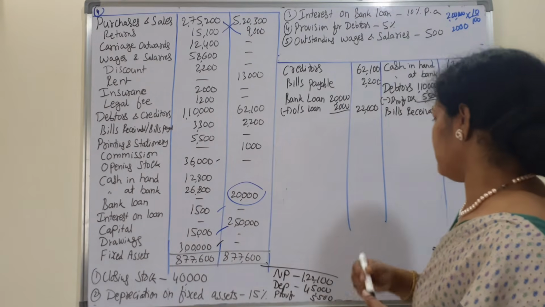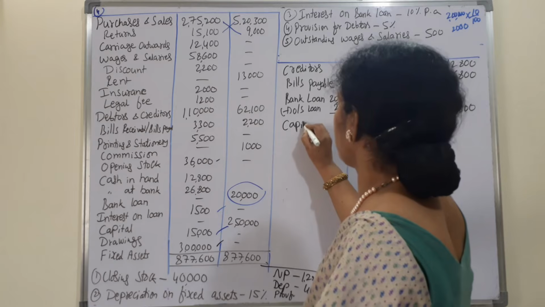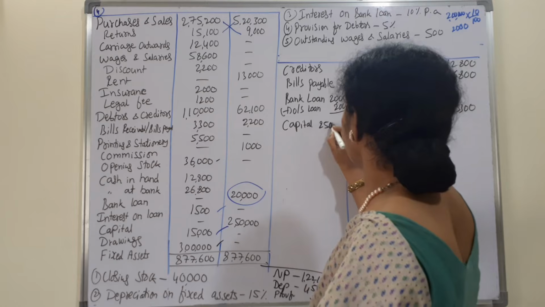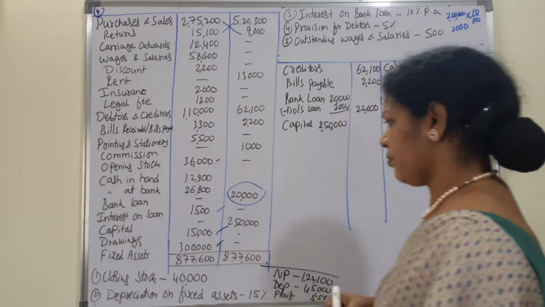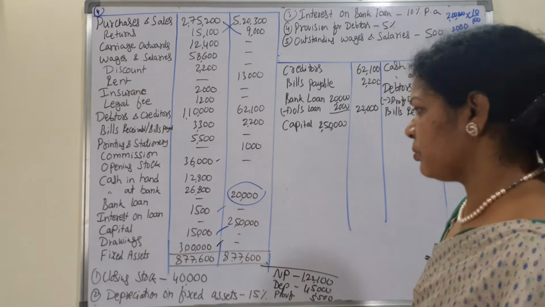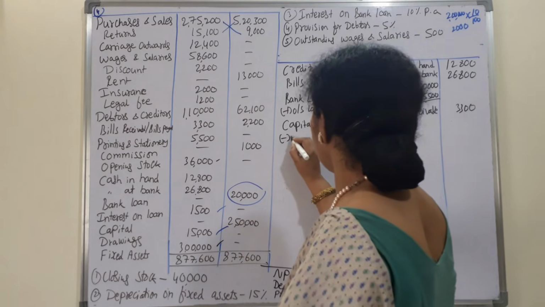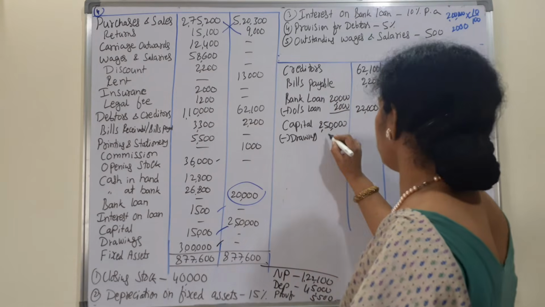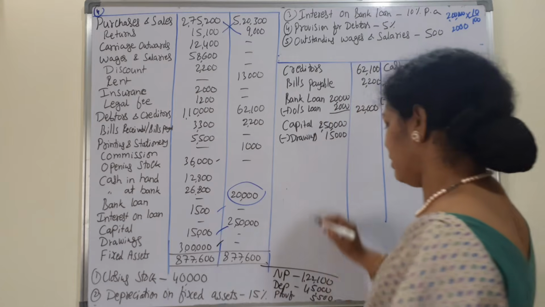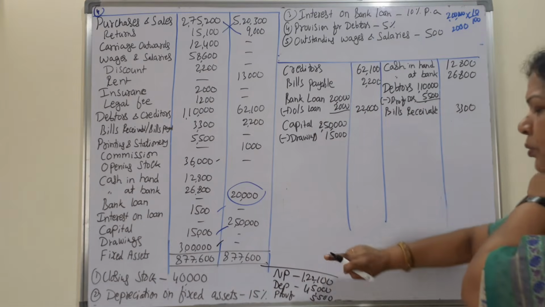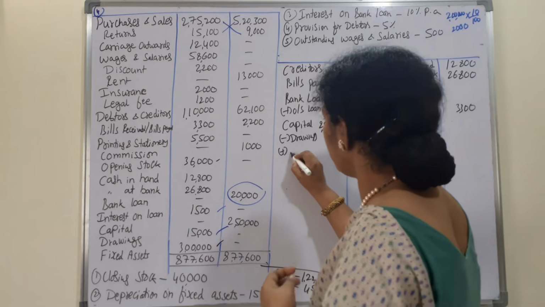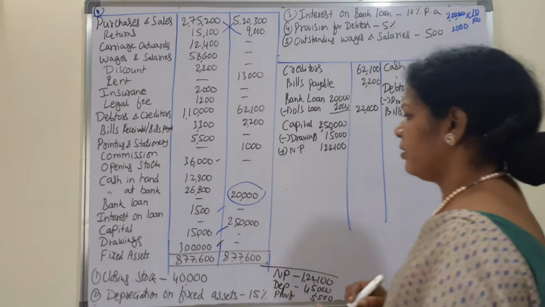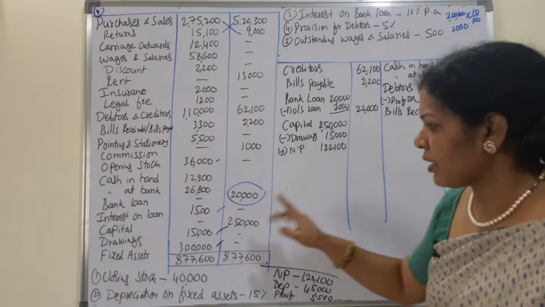Capital is 2,50,000, always in the inner column. Drawings are also there. Drawings are to be deducted. Minus drawings, 15,000. And the net profit we got is 1,22,100. This is to be added. Add net profit 1,22,100. So we'll do the calculation later. Capital is over, drawings are over.